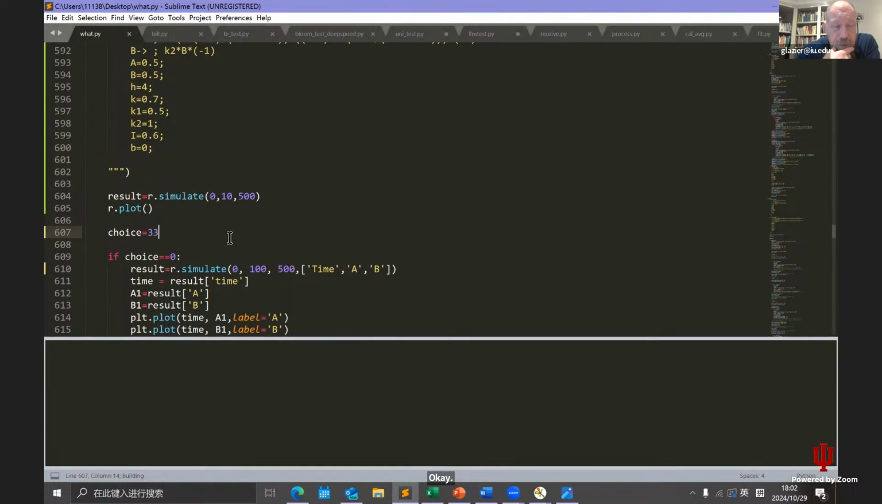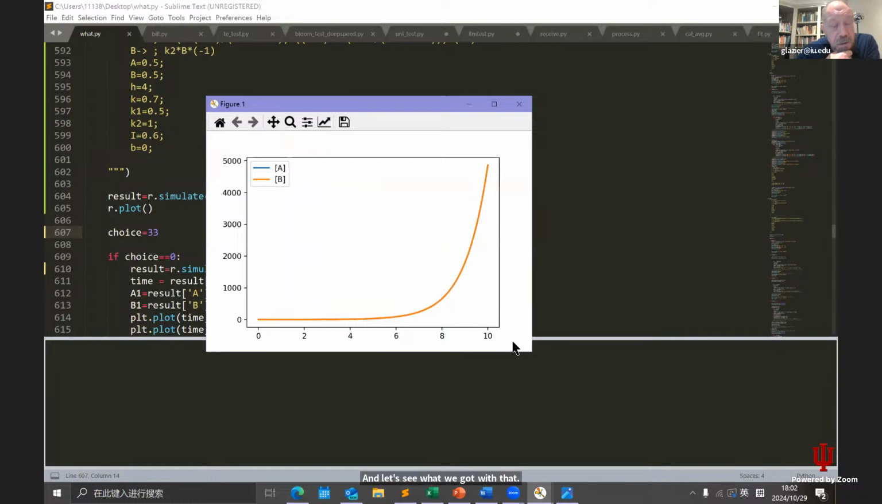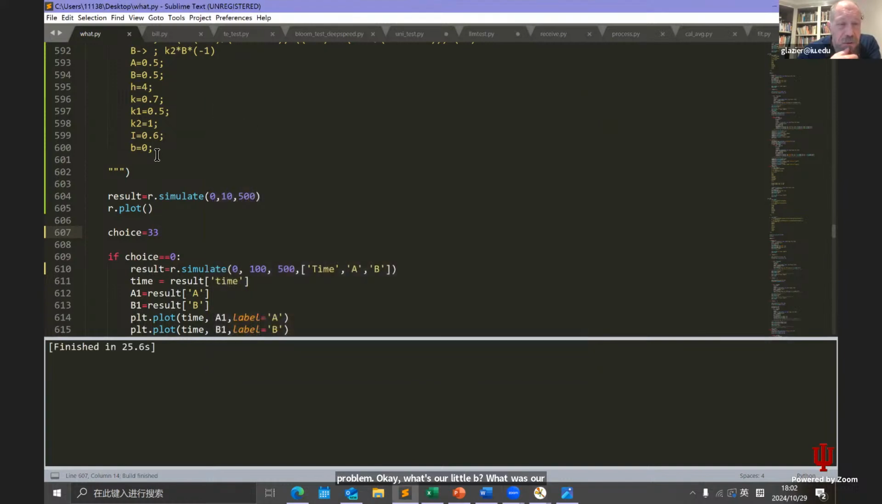Let's see what we get with that. So you see it blows up, right? It blows up pretty fast, actually. So that means our initial values of A and B are a problem. Okay, what's our little b? What's little b was 0 here. Okay, so let's make it 1.